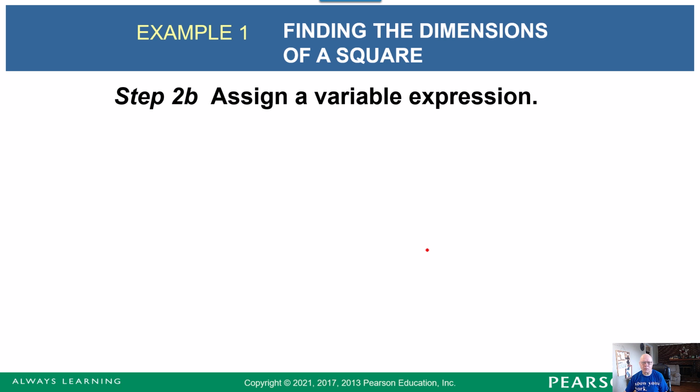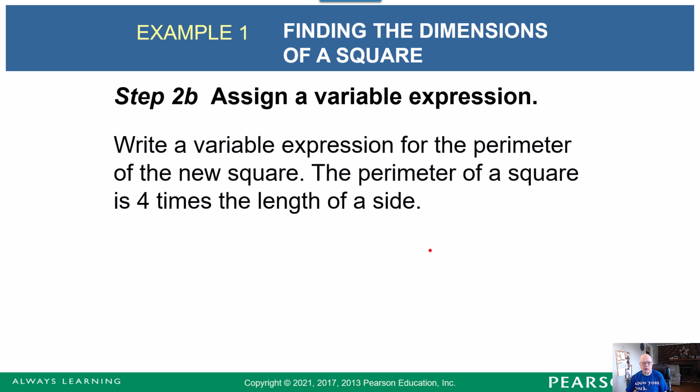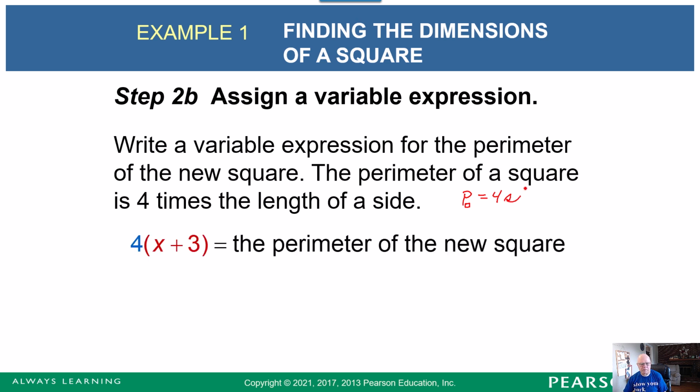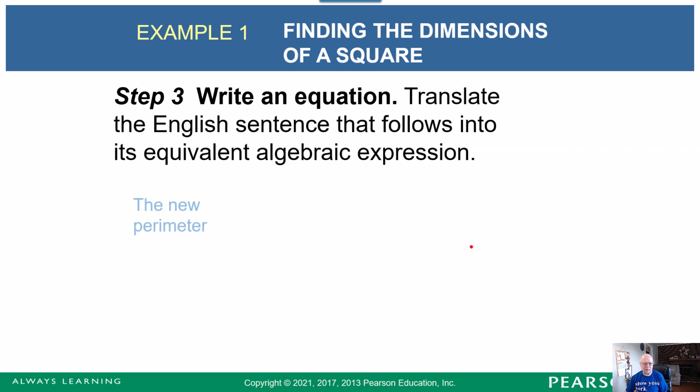Next, assign a variable expression. Write an expression for the perimeter of the new square. The perimeter is 4 times the length of a side. You might want to put this in your permanent notes. Perimeter for a square equals 4 times the length of one of the sides. Since the new square has this for its side, we're going to multiply that by 4 because there are 4 sides, and that'll give us the perimeter of the new square.